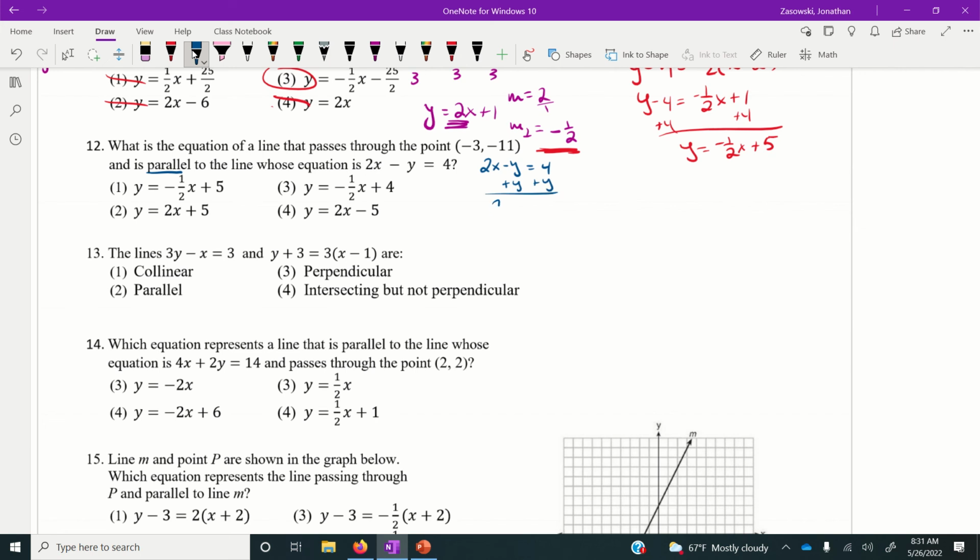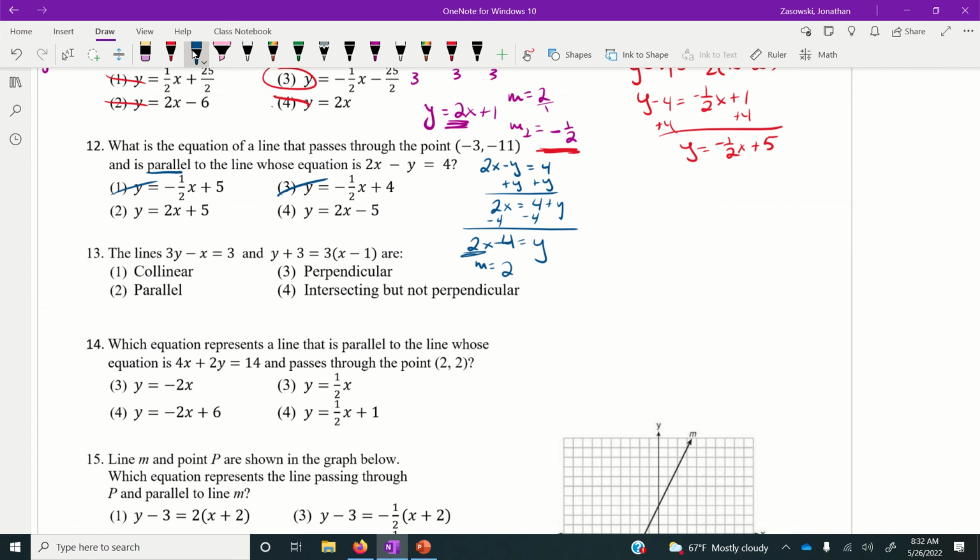Now it's positive. So 2x equals 4 plus y, and then move the 4 back. So I get 2x minus 4 is equal to y. Now, that tells me the slope of our line is the number in front of the x. It's just 2. So these options are gone. And now I just need to figure out which one these are.